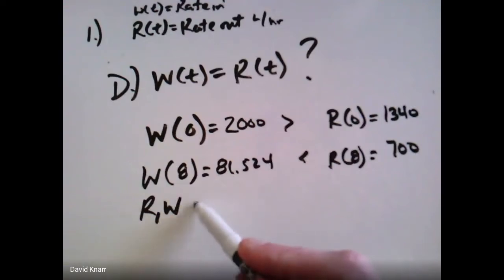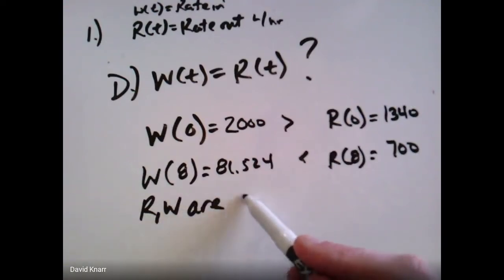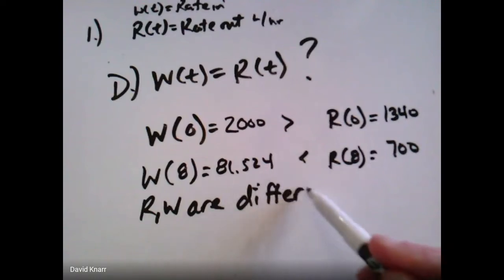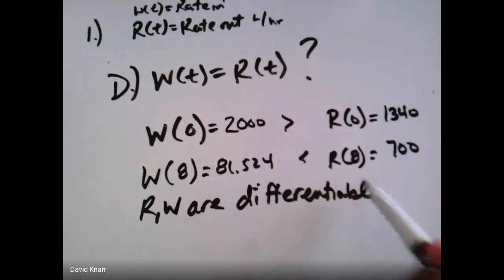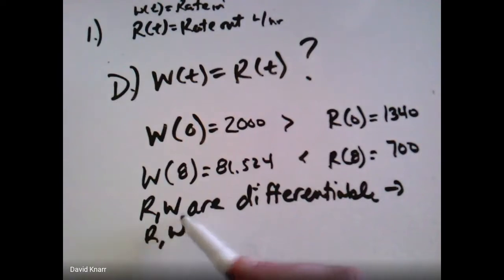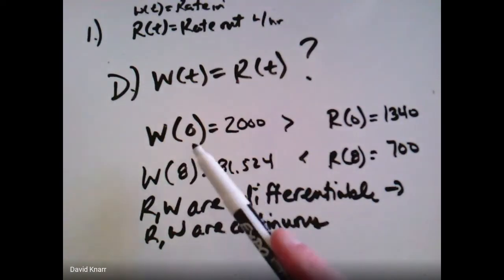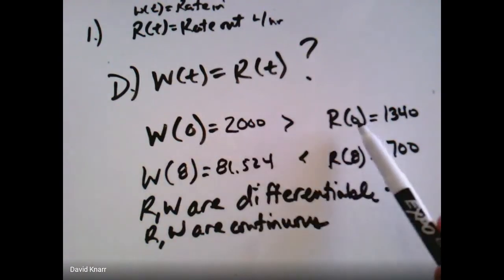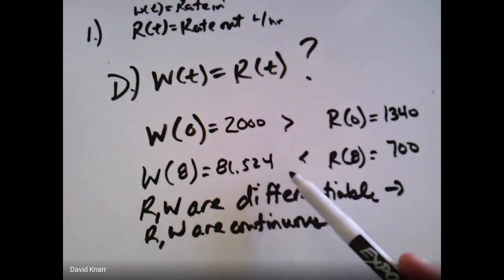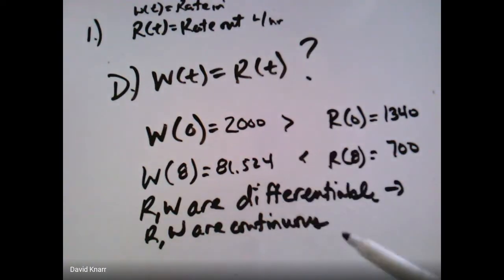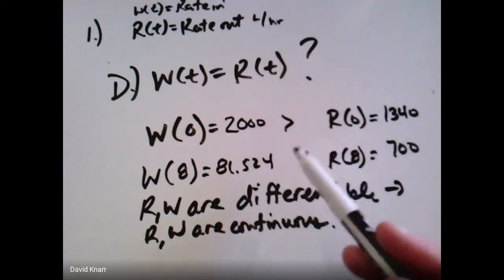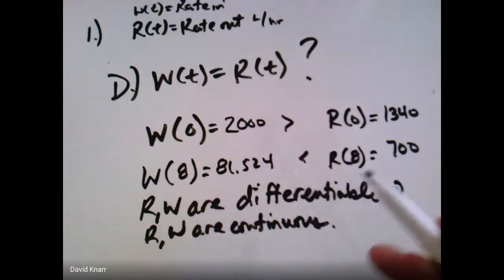R and W, are differentiable. It tells us that at the top, which means that R and W are continuous. So since R and W are continuous, and the rate at which water flows in is greater than the rate at which the water flows out at the beginning, but then they've switched by the end, that means at some point, okay, at some time, the rates must have been equal.